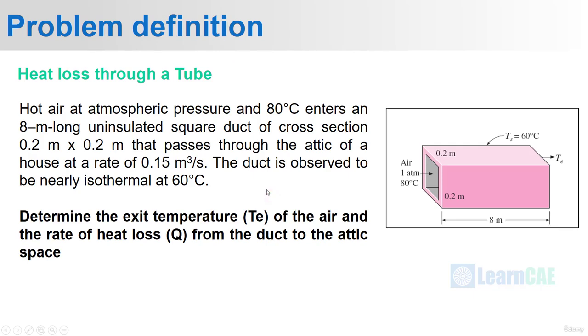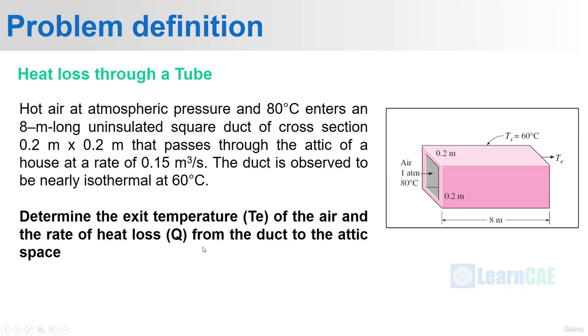Hot air at atmospheric pressure and 80 degrees Celsius enters a 8 meter long uninsulated square duct of cross section 0.2 by 0.2 meter square that passes through the attic of a house at a rate of 0.15 meter cube per second. This is the volume flow rate. The duct is observed to be nearly isothermal at 60 degrees Celsius. Here we have to determine the exit temperature, that is TE, and the rate of heat loss Q from the duct to the attic space.